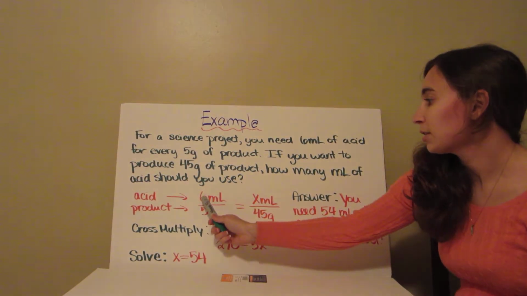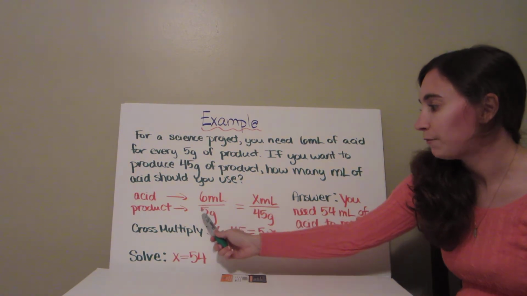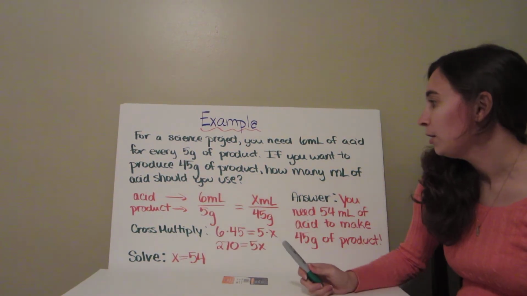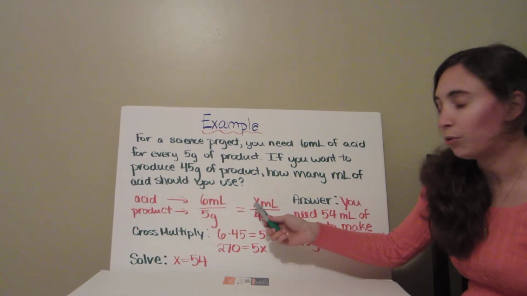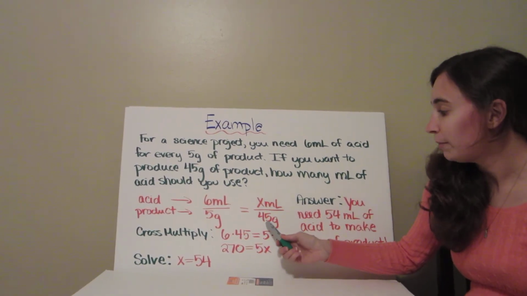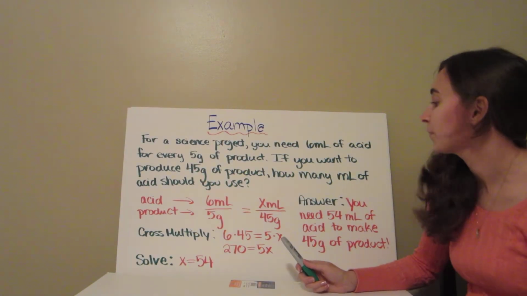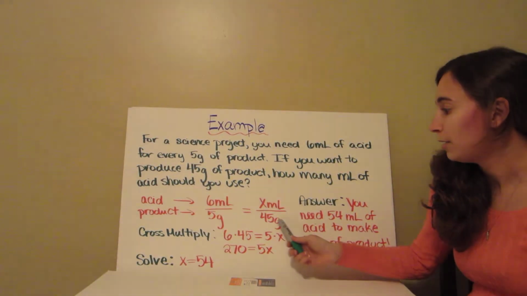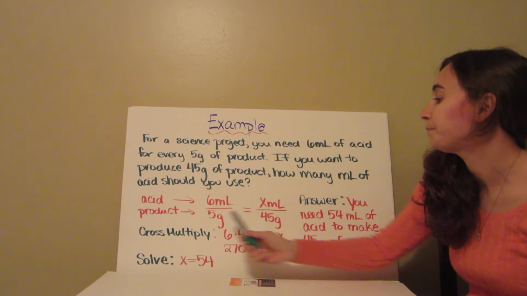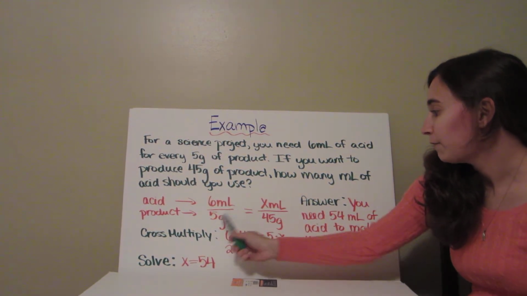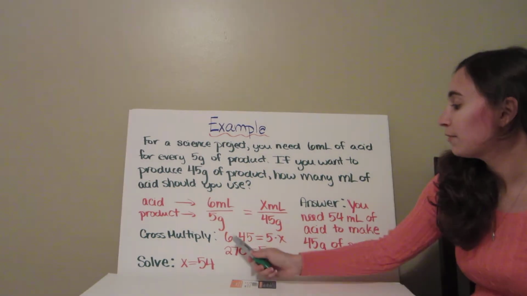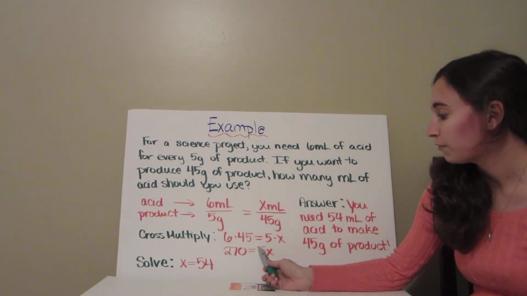If you have 6 milliliters of acid, we get 5 grams of product. So we want to know how many milliliters of acid we need. We don't know how much acid we have, but we want to make 45 grams of product. So we make x our acid and 45 our product. We cross multiply. 6 times 45 and 5 times x. This gives us 270 is equal to 5x.